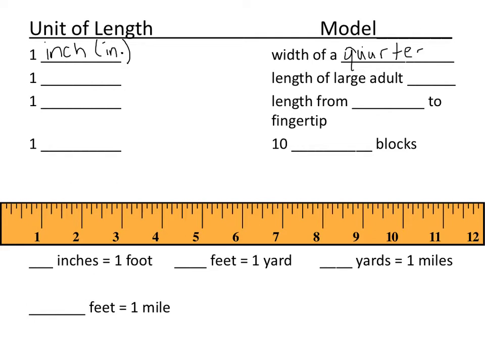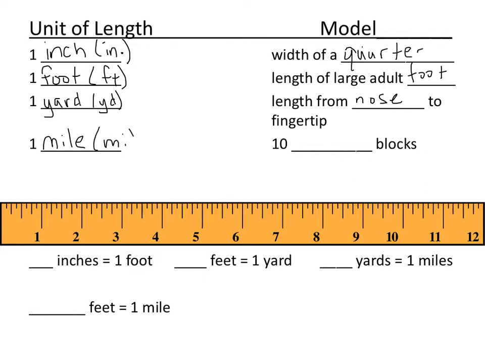After an inch comes a foot, which we abbreviate FT, and that's the length of a large adult foot. Then comes a yard, which is YD, and that would be the length from a nose to a fingertip on kind of an adult guy. And then lastly, the biggest unit of measure would be a mile, which would abbreviate MI, and that's about 10 city blocks.